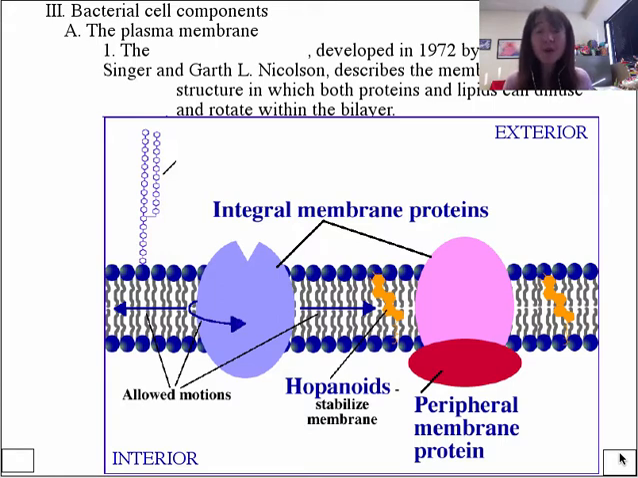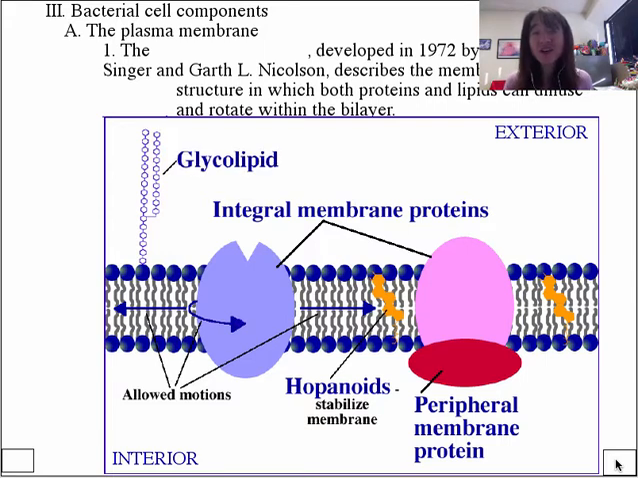So the molecule that plays the role of maintaining or modulating fluidity within the bacterial world are the hopanoids. So these stabilize the membrane. They also modulate its fluidity, keep it from melting, keep it from freezing when temperature fluctuations occur.